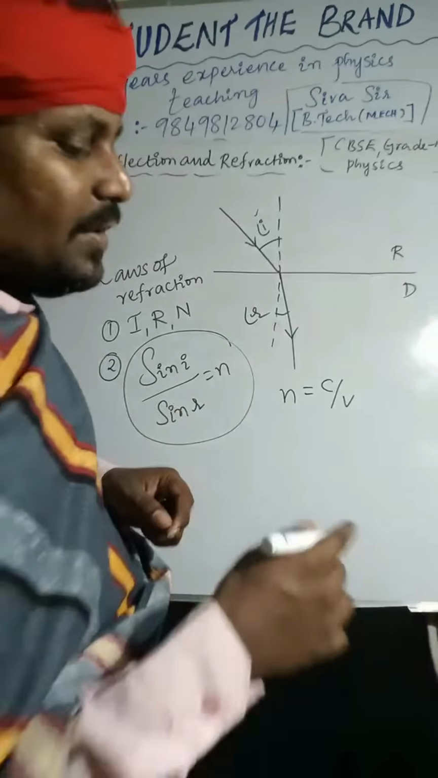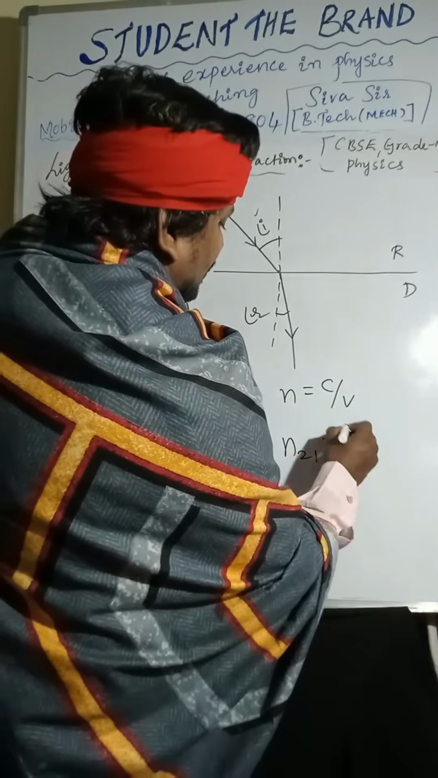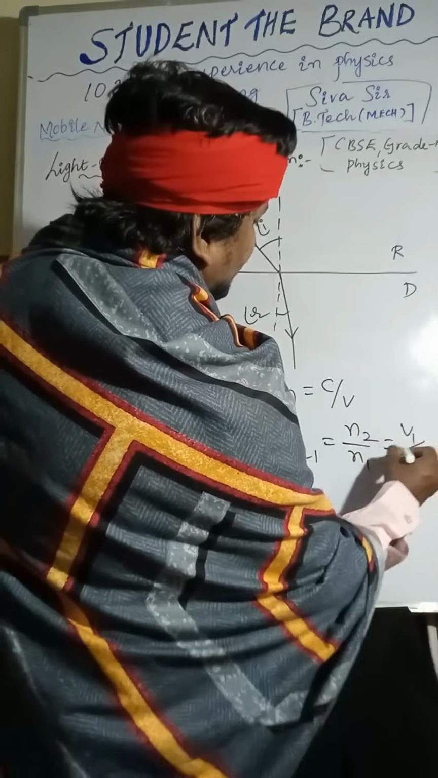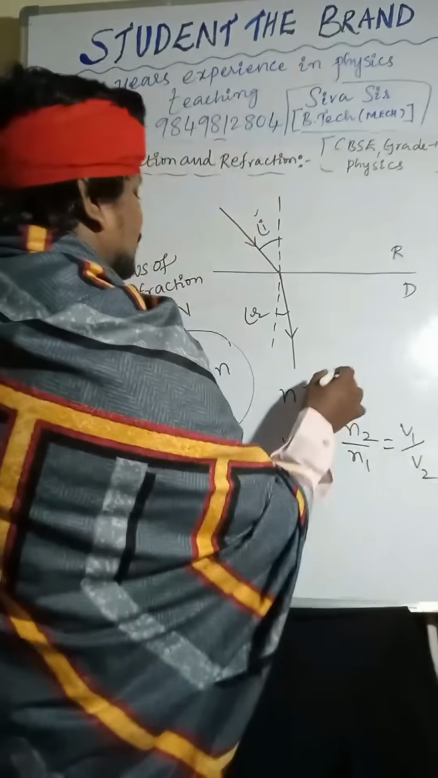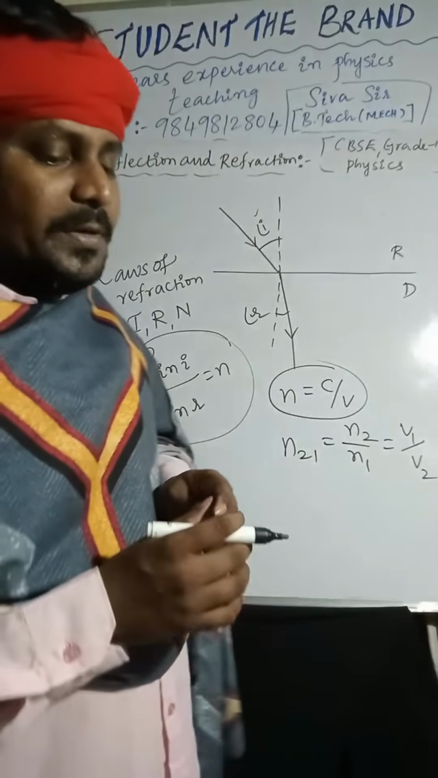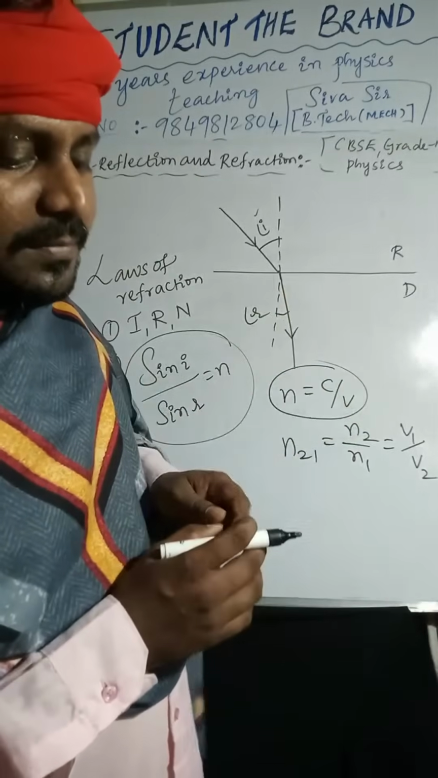Coming to the relative refractive index: n21 equals n2 by n1 equals v1 by v2. So the refractive index is nothing but the speed of light in vacuum by the speed of light in the medium.